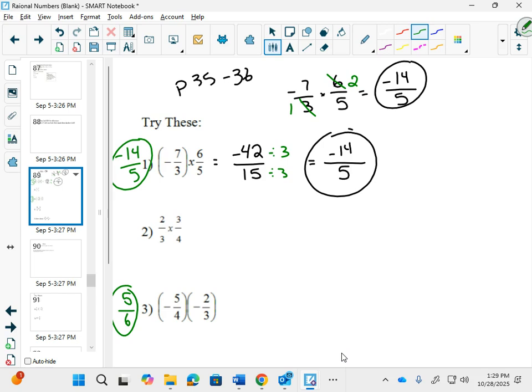What's the rule for multiplying fractions? Multiply the tops, multiply the bottoms. So if I did that, a -5 times a -2 is a +10. Do you remember that a negative times a negative is positive? And on the bottom, 4 times 3 is 12.